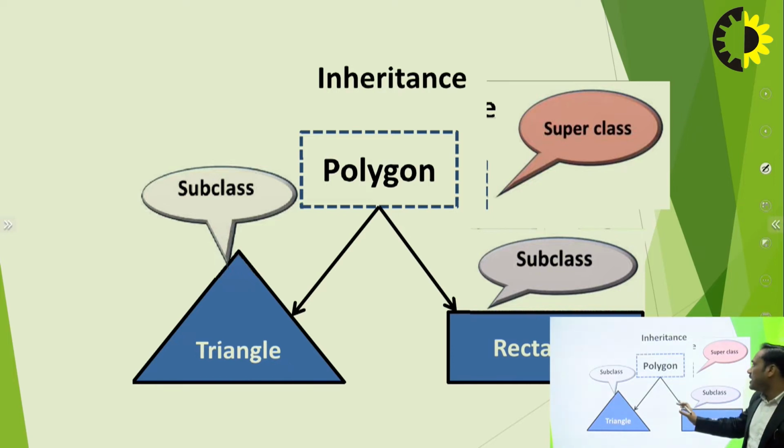These two subclasses have some features of the polygon, where the polygon is the base class or superclass. That is how inheritance behaves. In simple words, inheritance means a parent class creates more than one derived class, and every derived class has some features of the parent class. That is called inheritance.